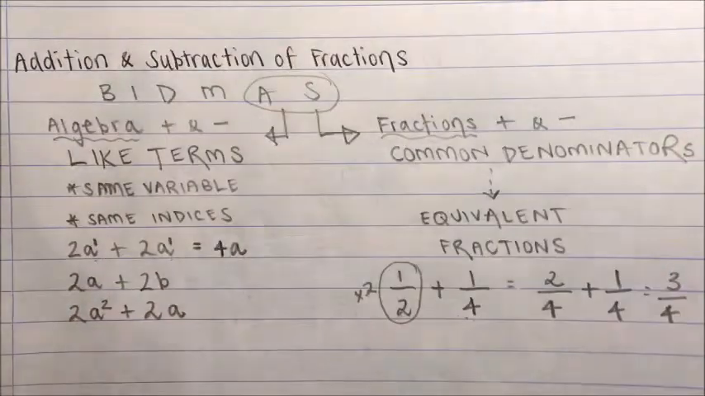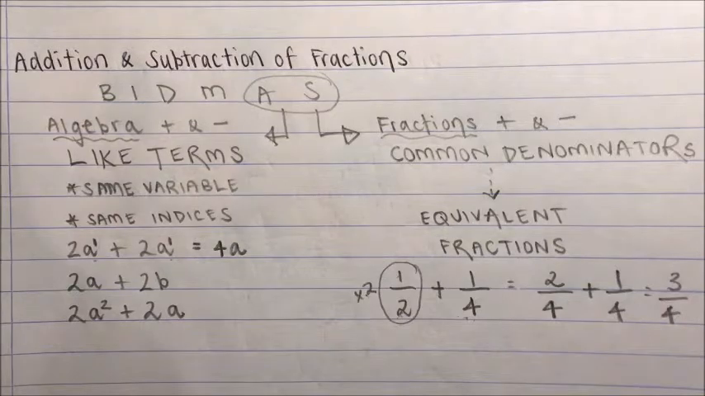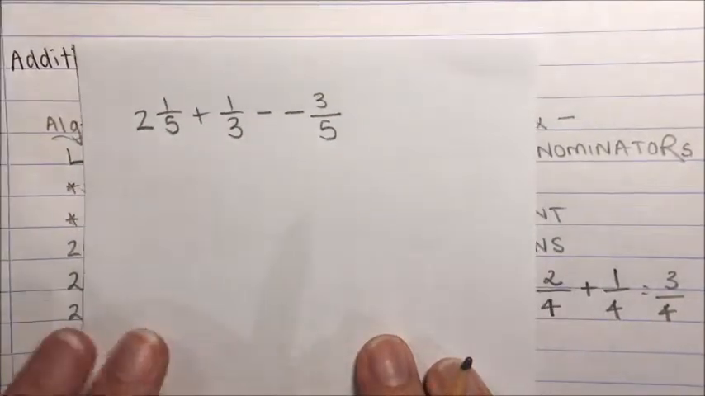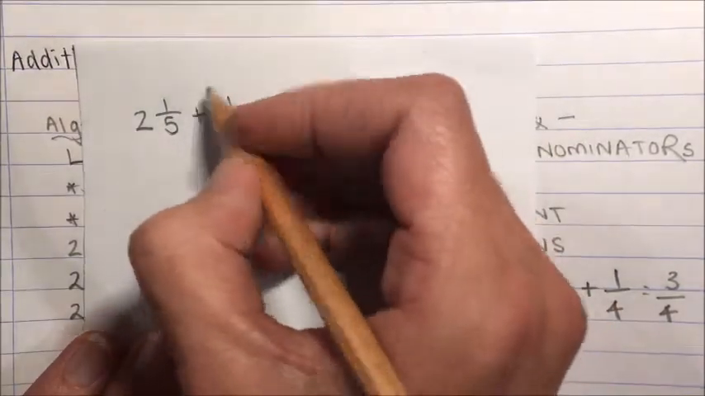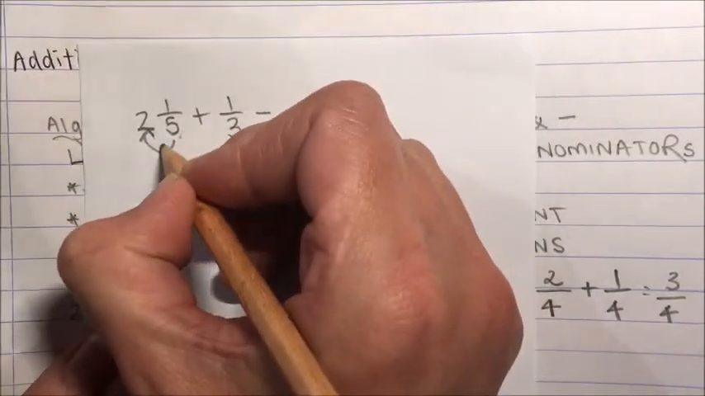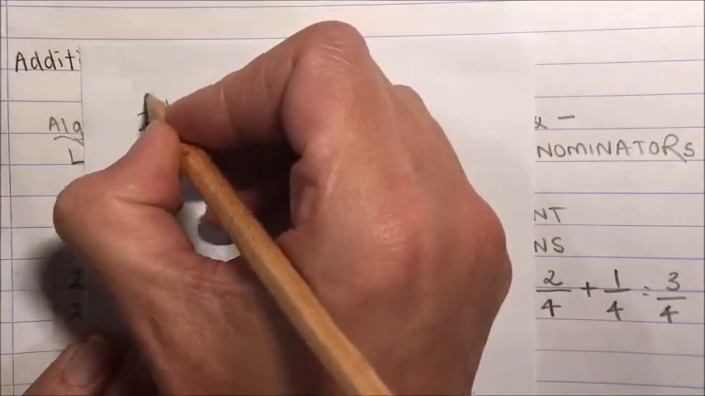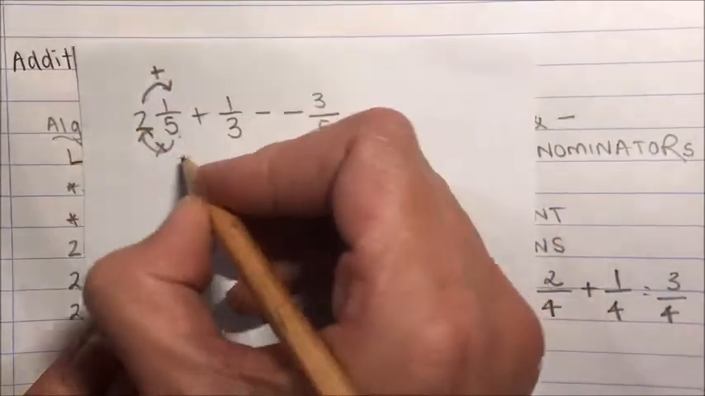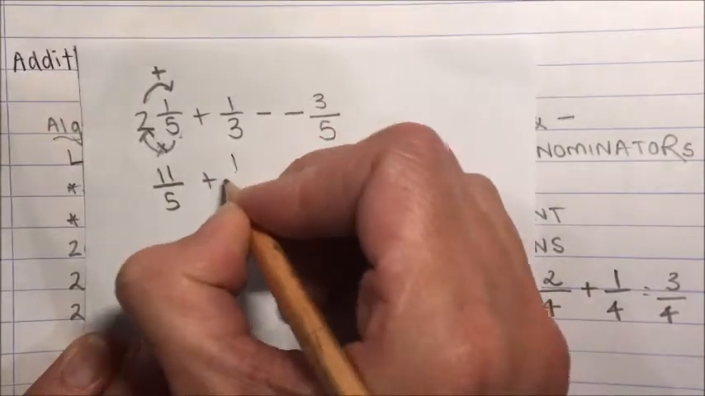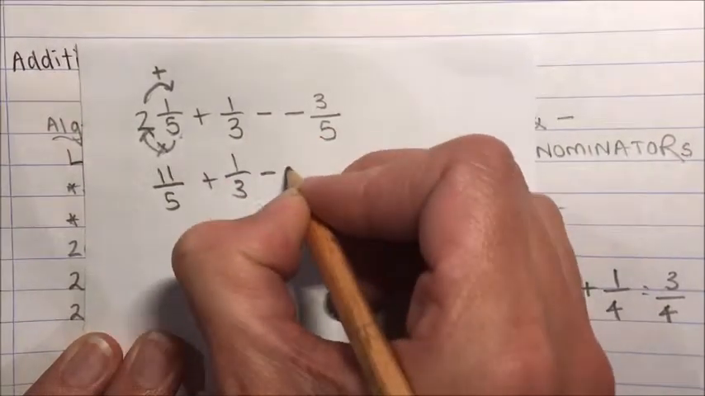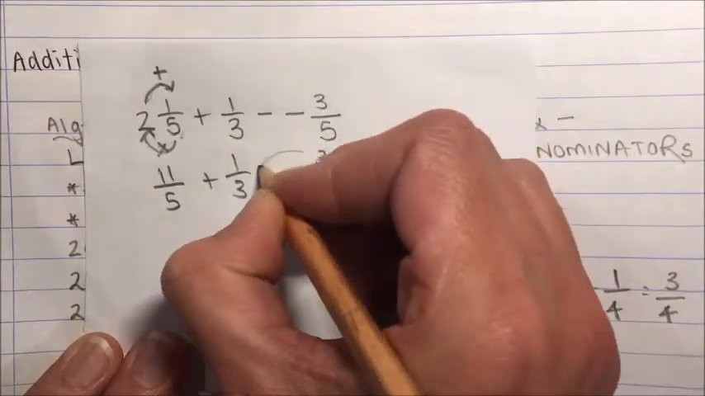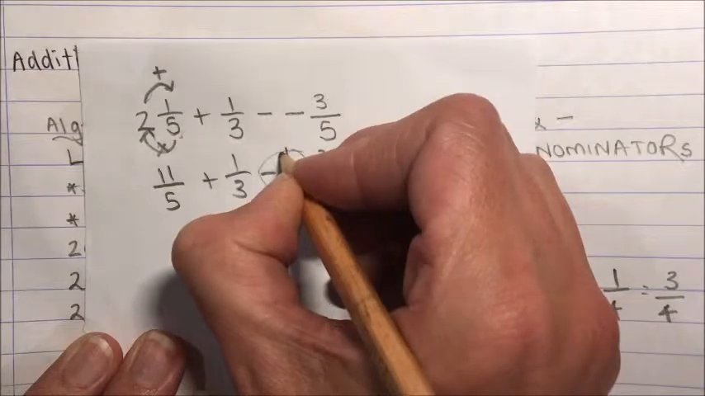Cool. Now let's try doing one that's just a little bit more complicated because it's got 3 terms in it, because sometimes that can confuse us. Let's have a look here just to solidify what we're doing. Mixed numbers become improper fractions. 2 times 5 is 10, plus 1 makes that 11 over 5, plus 1 over 3 minus negative 3/5. And I know that a minus and a minus is really a plus.